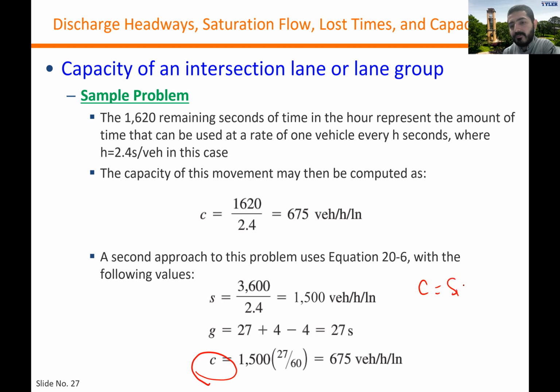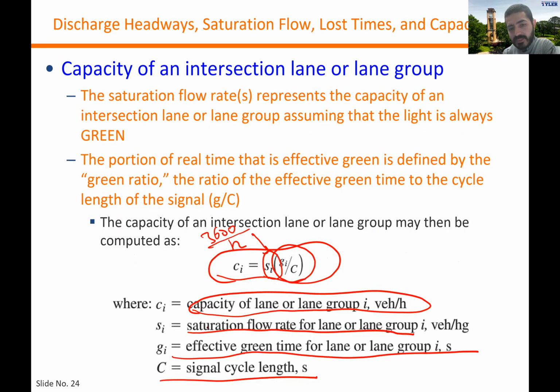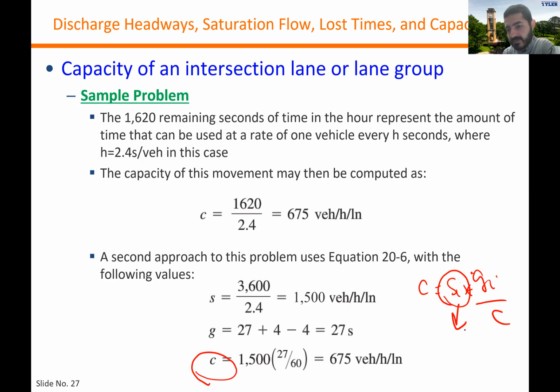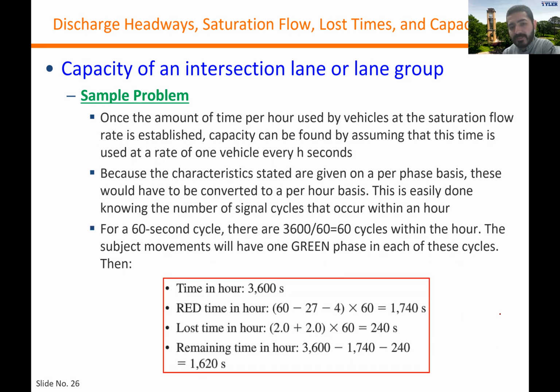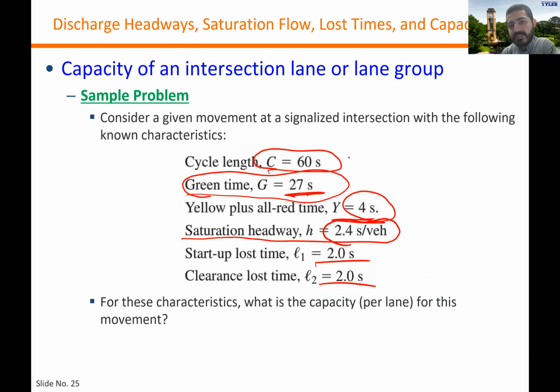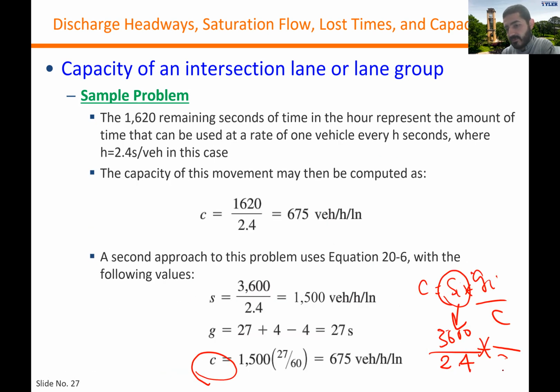C is equal to SI times GI over C. SI, as I mentioned, is the saturation flow rate. So that is 3600 seconds over 2.4 times GI over C. The capital C is 60 seconds. That is known. But now I need to get the effective green time.